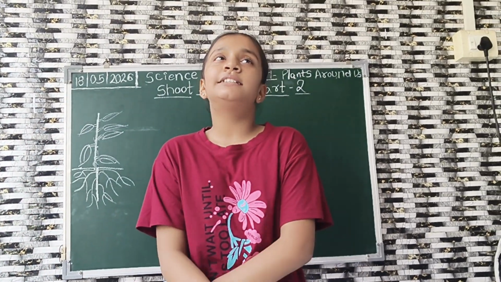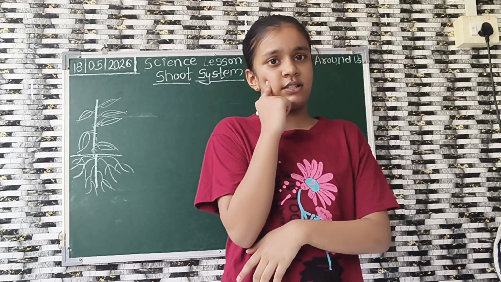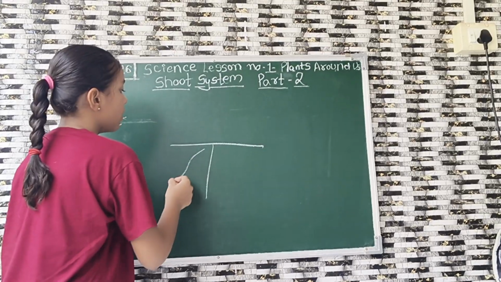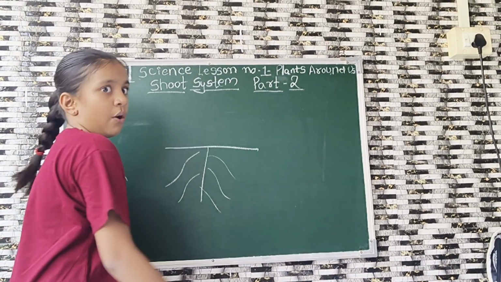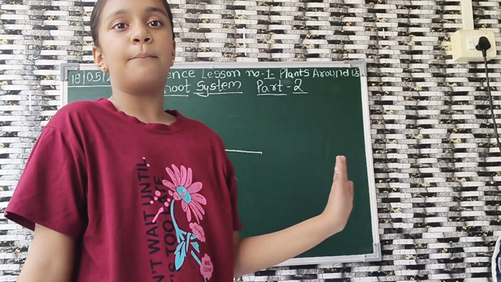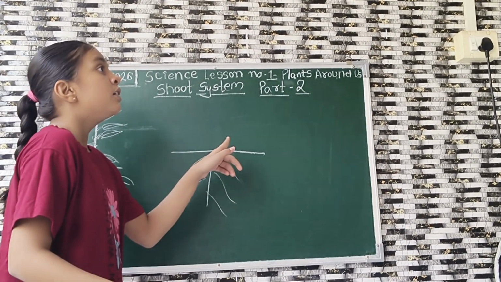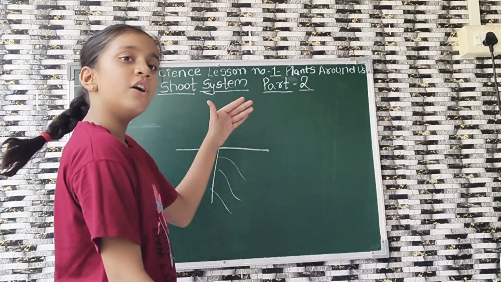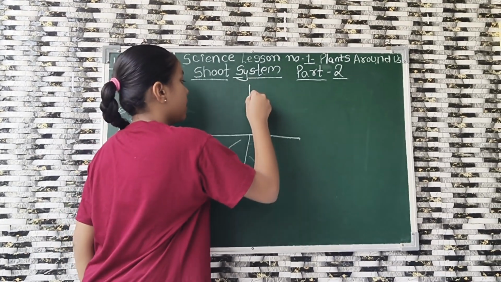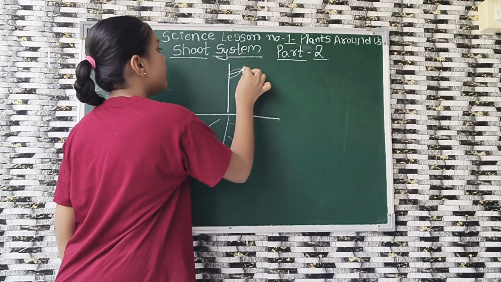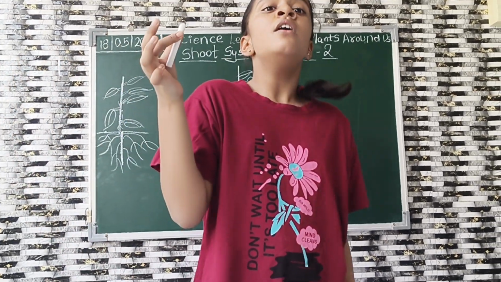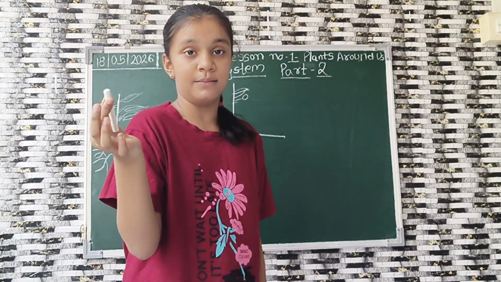Now you will ask me, what is the shoot system? I have told you that the root system is the part that grows underground. The shoot system is the opposite of that. All the parts that grow above the ground are known as the shoot system. We can count a leaf and a flower in the shoot system.